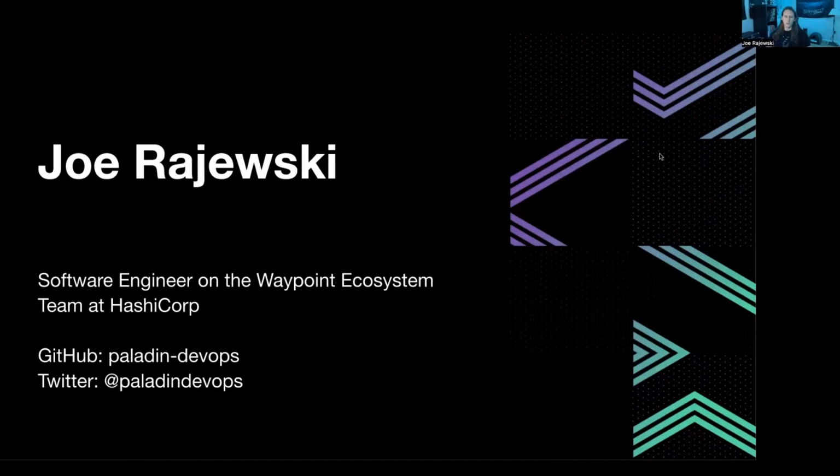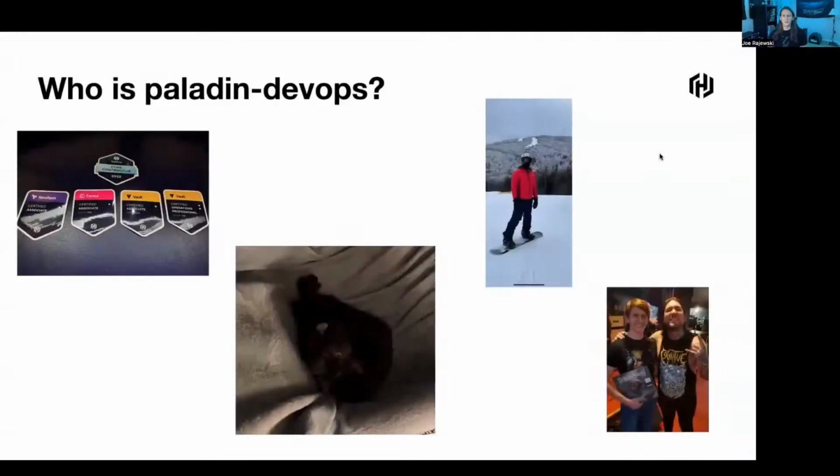But prior to joining the team, I was pretty active on the Waypoint GitHub repo. You may have seen me around there if you've been poking around. My username is Paladin Devops. But who is Paladin Devops? Well, even outside of HashiCorp, I was a big HashiCorp nerd. I got certified in Terraform, Consul, and Vault. I've run Nomad clusters, Consul clusters, Vault, Waypoint, Boundary, you name it. I've tinkered with it in some fashion.